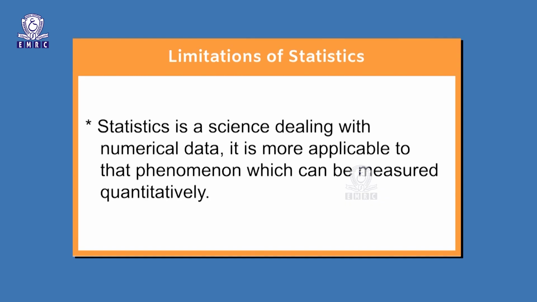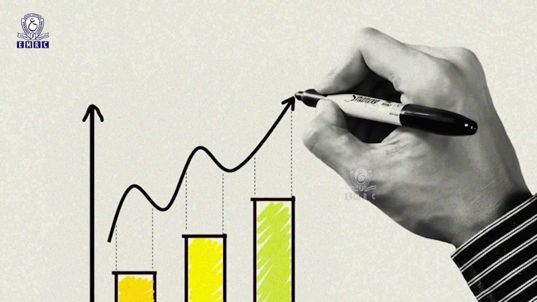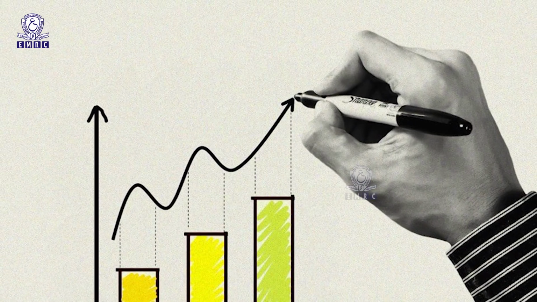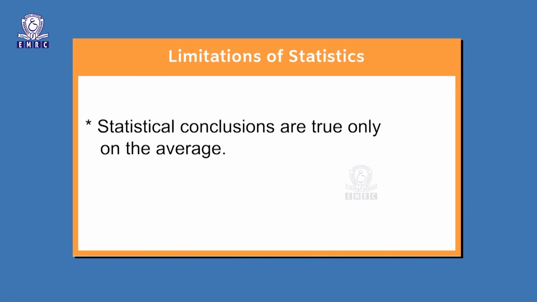Since statistics is a science dealing with numerical data, it is more applicable to those phenomena which can be measured quantitatively. However, the techniques of statistical analysis can be applied to qualitative phenomena indirectly by expressing them numerically with the help of quantitative standards. Statistical conclusions are true only on the average. Thus, statistical inference may not be considered as exact like inferences based on mathematical laws.